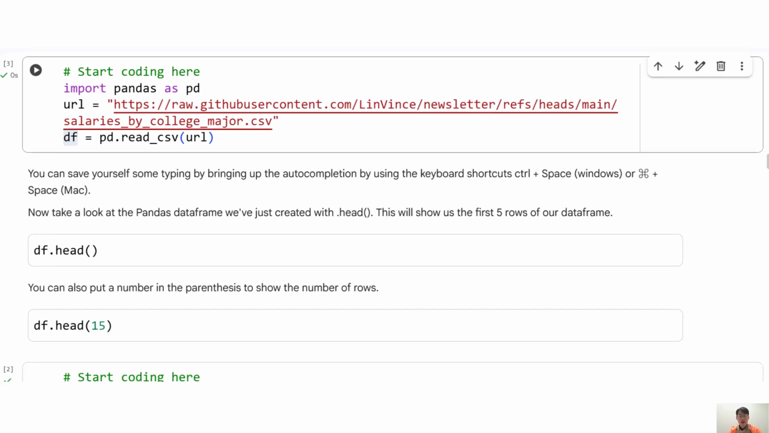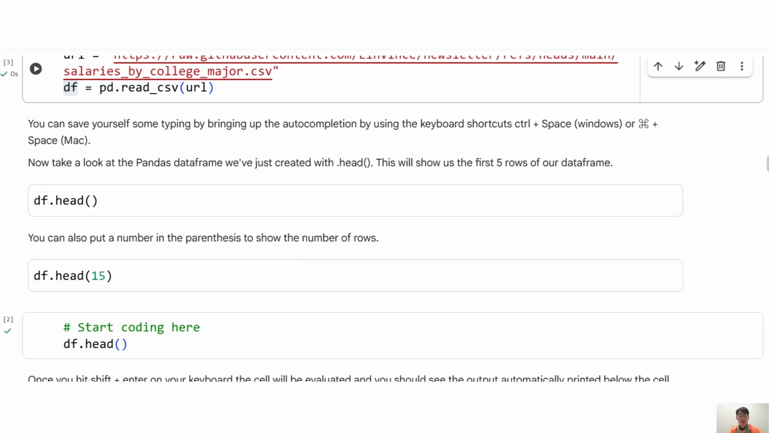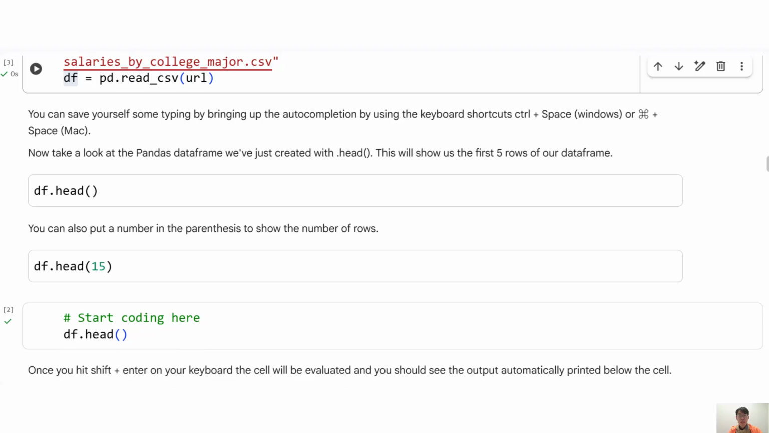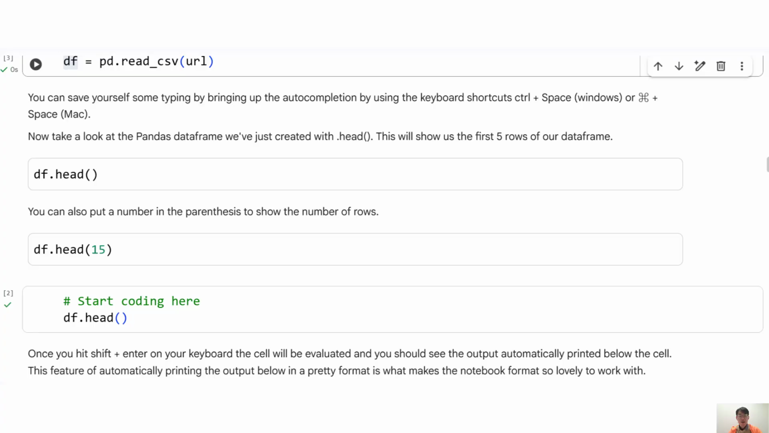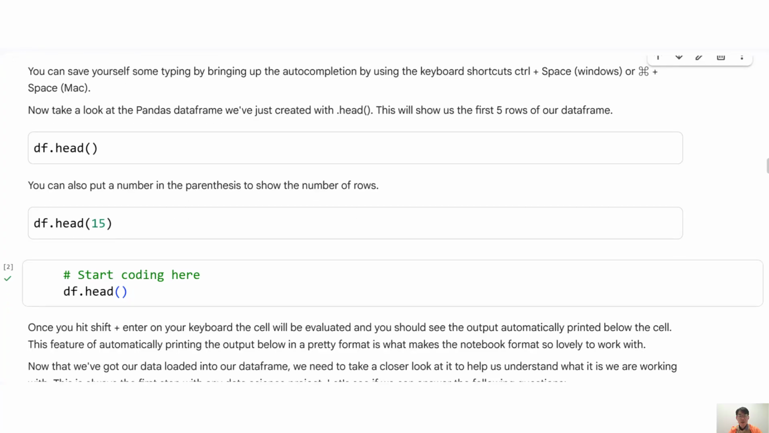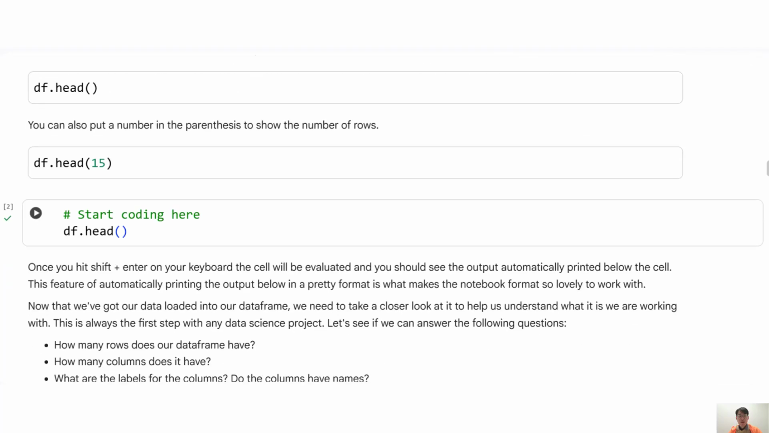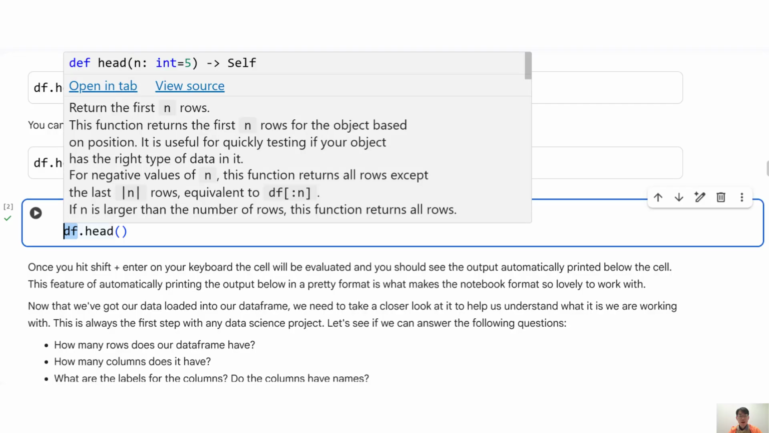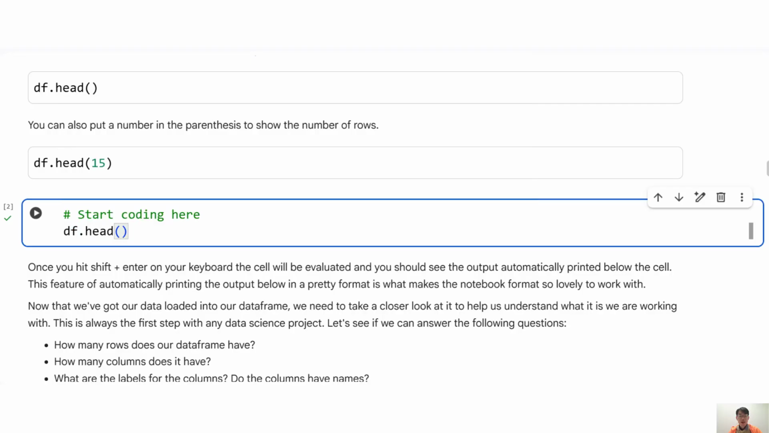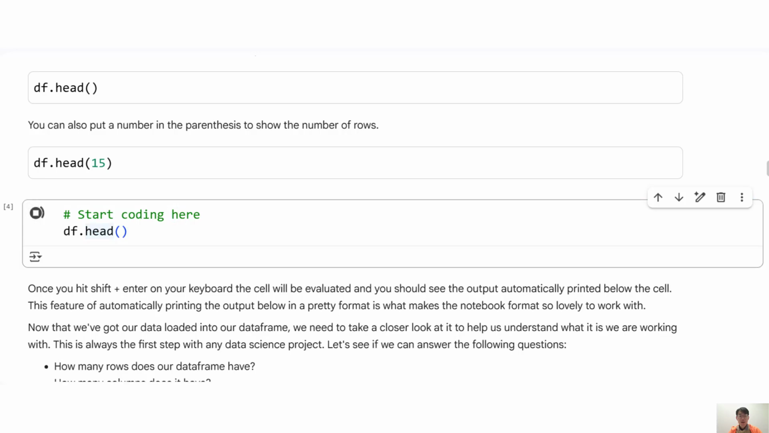So how can I check what the data looks like? We have a function called head. It will display the first few rows of the data. If I don't put any number, the default value is 5. But if I put a number in the parenthesis, it would just display that number of rows to you. So for example, if I put df, this is the variable that holds the whole data frame, and I use dot, access the function called head, and I run the code.